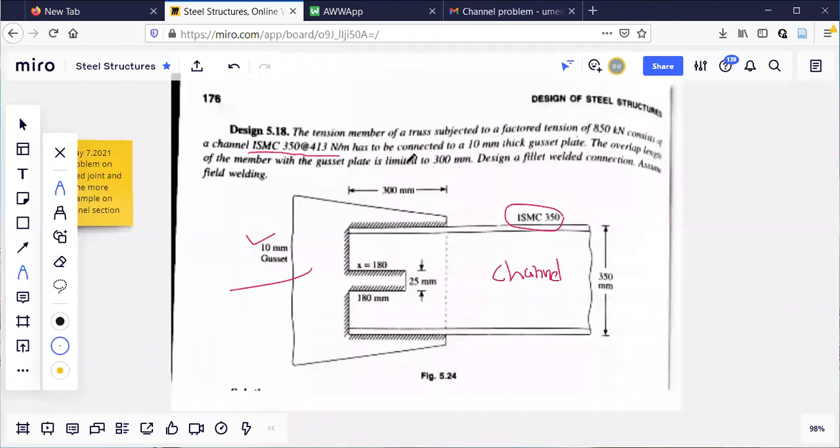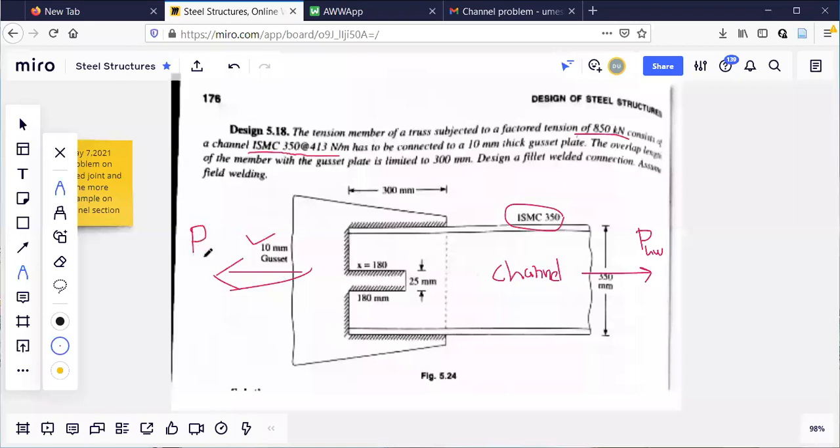The tension member of a truss is subjected to a factored tension of 850 kilonewton. So it is subjected to a force of 850. It means it is acting through the centroid of the channel. This is given. It is simply a reverse type of problem. Reverse it is. Okay.